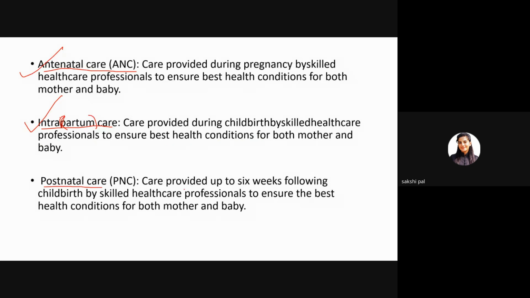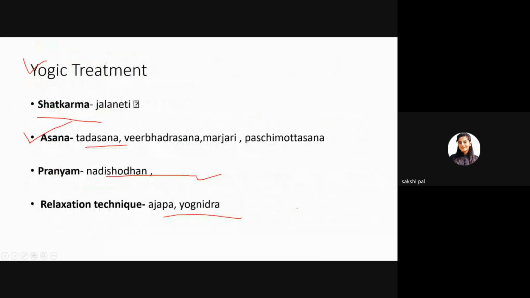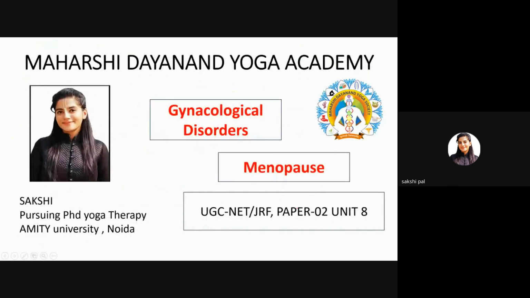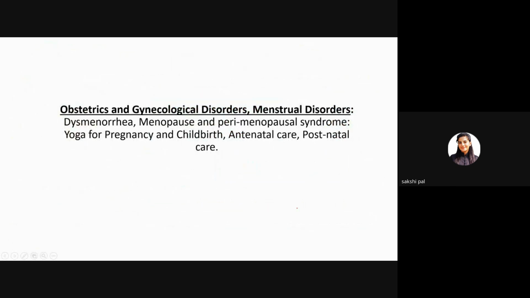Postnatal care is the care provided for 6 weeks, meaning after the birth, for 1 to 2 months. It is provided 6 weeks following childbirth by skilled healthcare professionals to ensure the best health conditions for both mother and baby after the birth of the baby, or post pregnancy, we can say. So with this, prenatal care is also completed and menopause is also completed. Yes, with this we have completed this part of our syllabus, gynecological disorders, in which we had these topics. We have completed all of them.